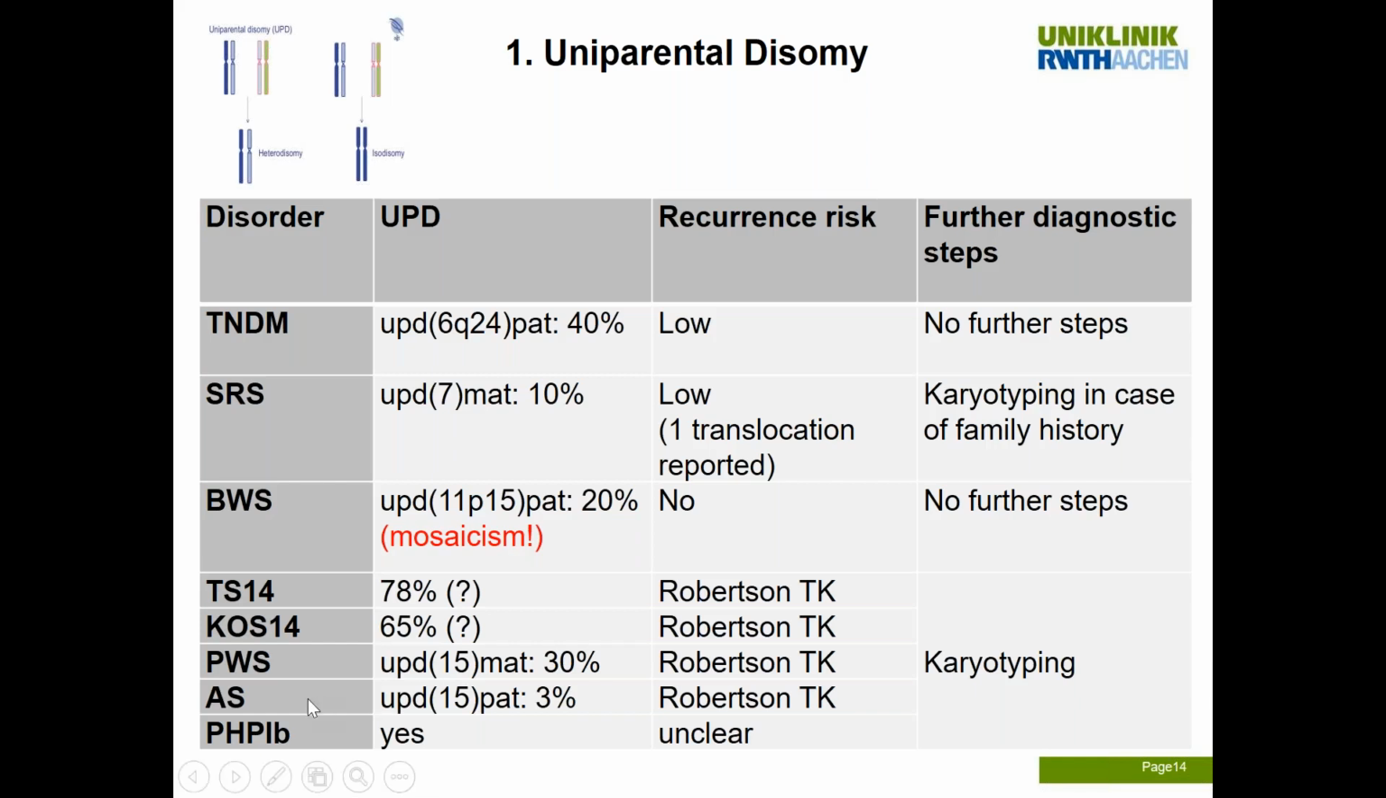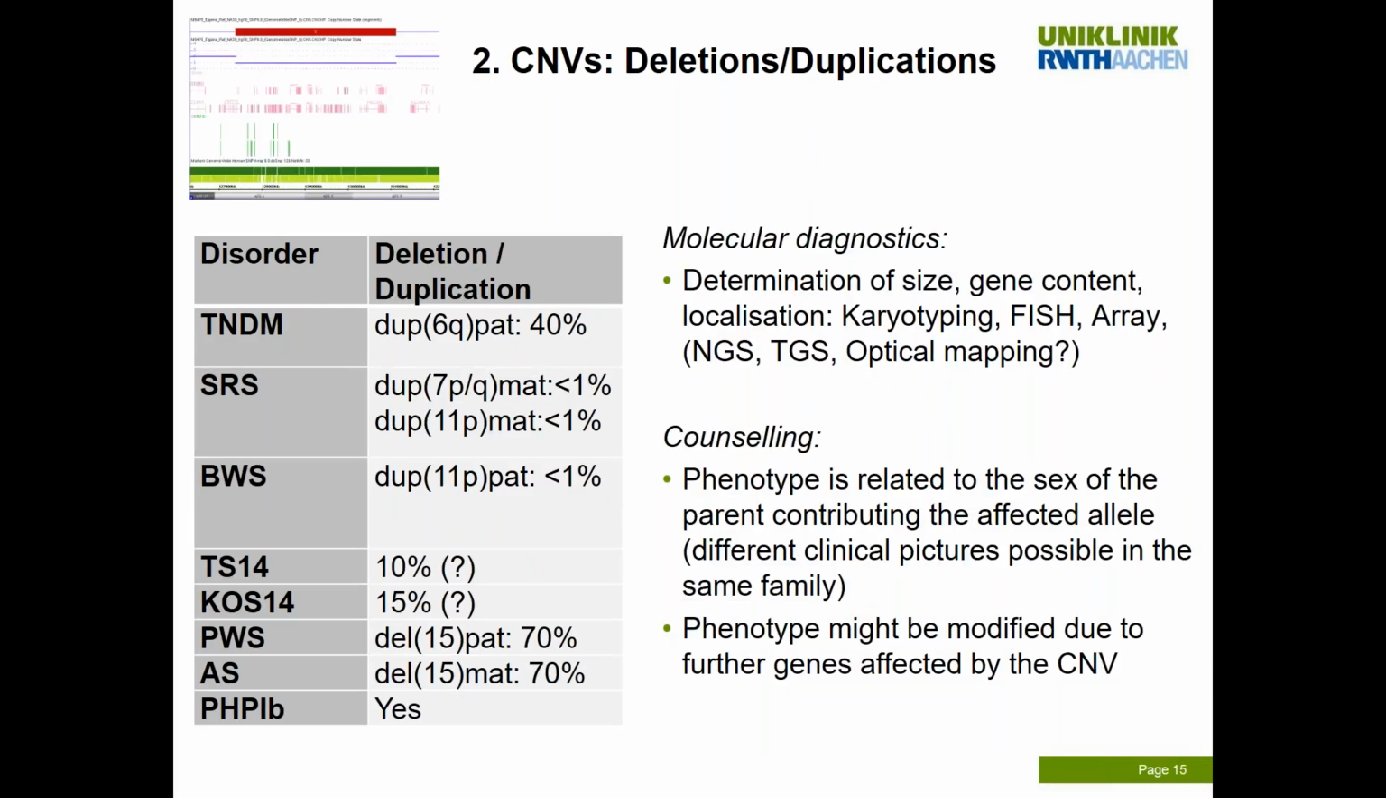I think it's meanwhile well established that in case of Prader-Willi and Angelman syndrome, you have to be aware of Robertsonian translocations or chromosomal aberrations, which might be predisposing for uniparental disomy. In other imprinting disorders, it's very low, but in case you have evidence for a chromosomal alteration from the family's pedigree, for example, then you have to be very careful and you have to ask for conventional or FISH karyotyping. Second group, deletions, duplications.